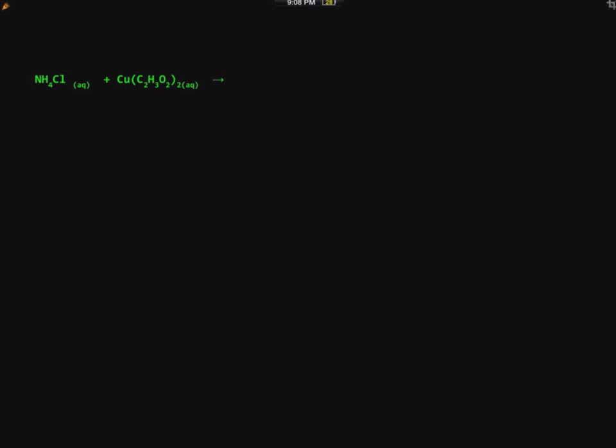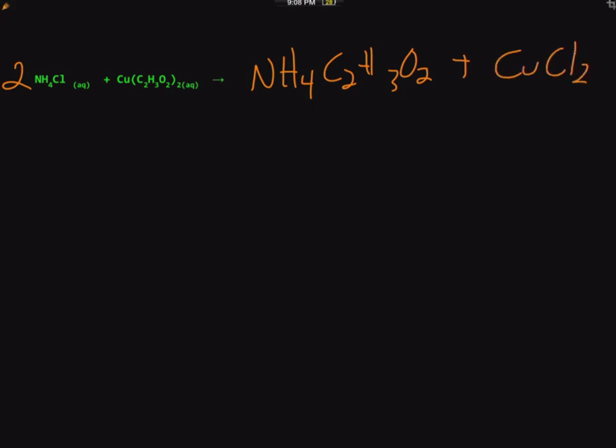And the last reaction, we've got ammonium chloride and copper acetate, and we're going to need 2 ammonium chlorides because we're going to end up with ammonium acetate plus copper chloride, which is CuCl2. And we're going to have 2 of these, so that balances everything out. And in this case, all of the product species are soluble.